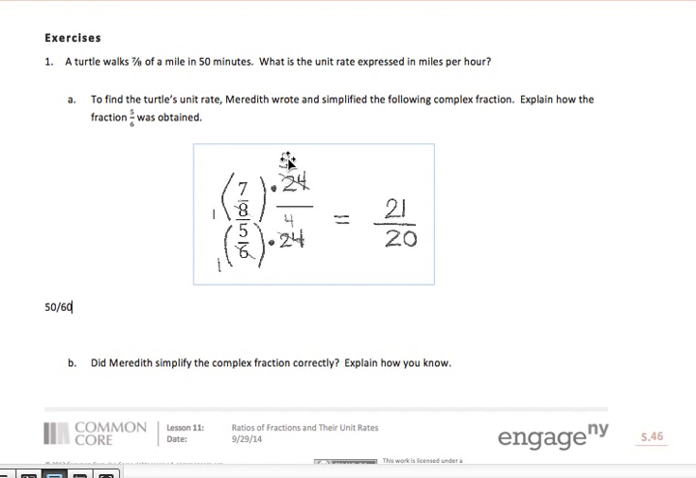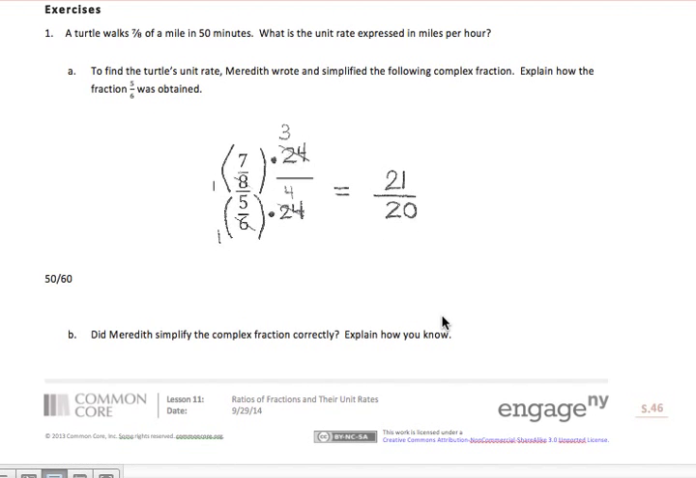She found that 8 goes into 24 3 times, and 6 goes into 24 4 times, in which case she would then have to multiply the numerator times that factor. 7 times 3 is 21. Same thing in the bottom part of our fraction, 5 times 4 equals 20. And so in that way we can see that she seems to have simplified that complex fraction correctly. Even if that's not the method that you would choose, hopefully you can follow that math.